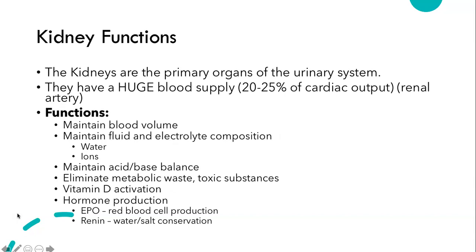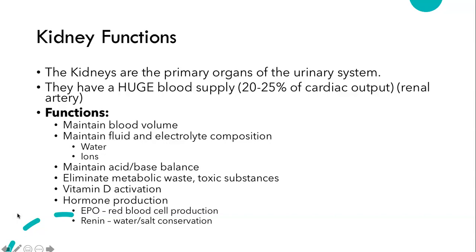The kidneys are the primary organs of the urinary system. They get a huge blood supply. About 20 to 25% of your cardiac output travels from the heart to the renal artery. The functions of your kidneys are to maintain blood volume, maintain fluid and electrolyte composition through levels of water and levels of ions in the blood, maintain acid-base balance by controlling levels of protons, basically H plus ions. They eliminate metabolic wastes and toxic substances.